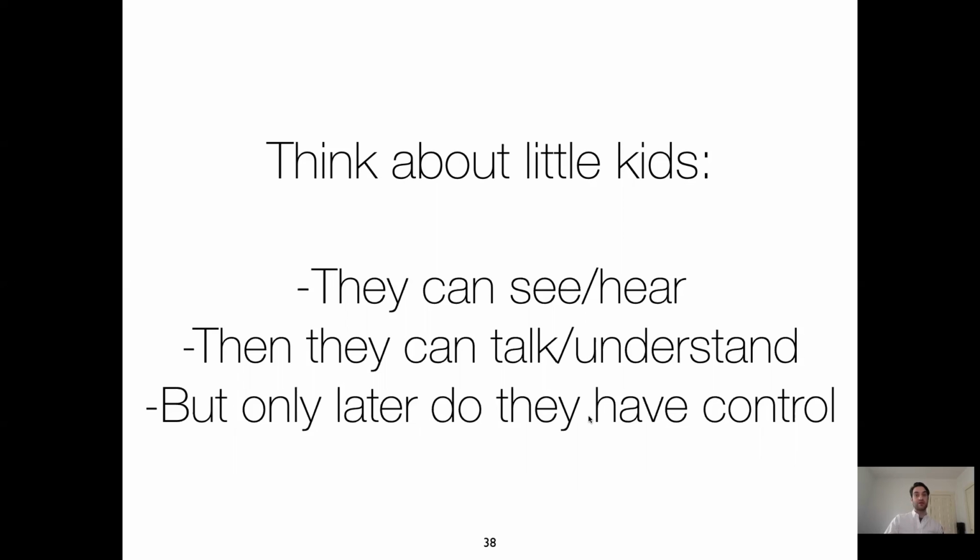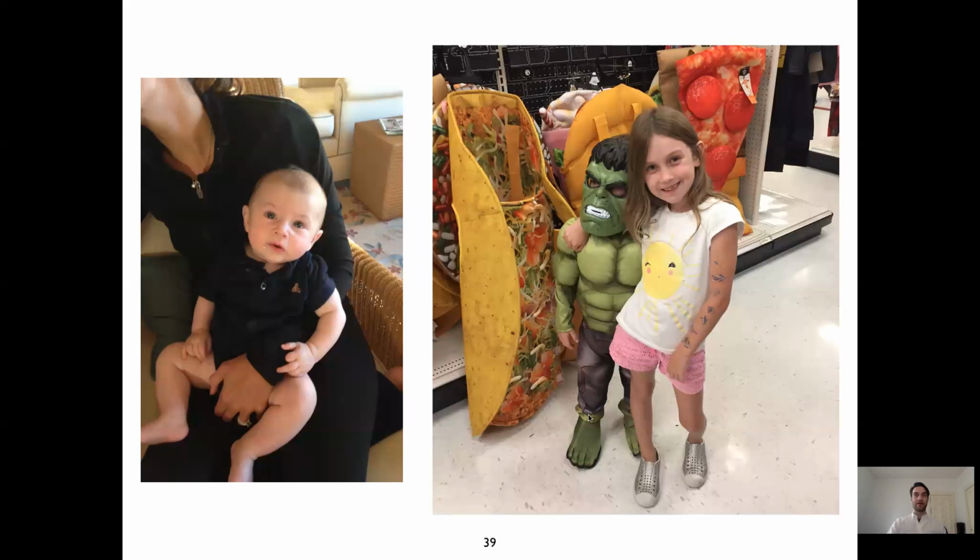But only much later do they have cognitive control. Do they have control of their emotions? Do they have control in understanding social dynamics? Do they have control in inhibiting certain desires? So for example, this is my niece and my 2 nephews, and she's the oldest, and then there's the middle child, and then the youngest one.